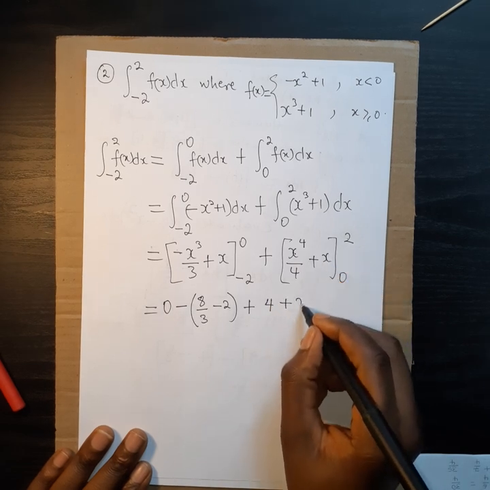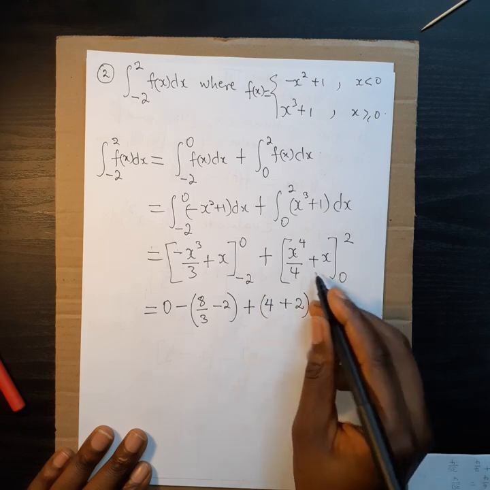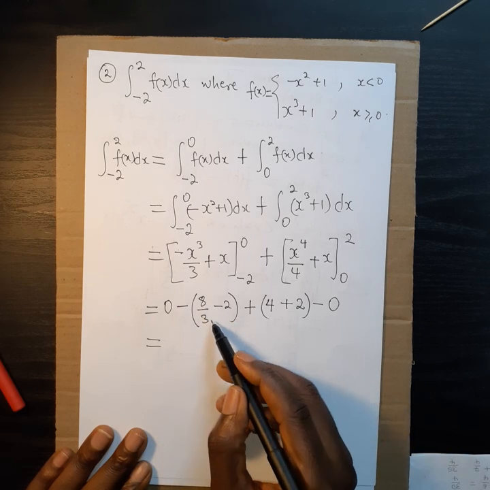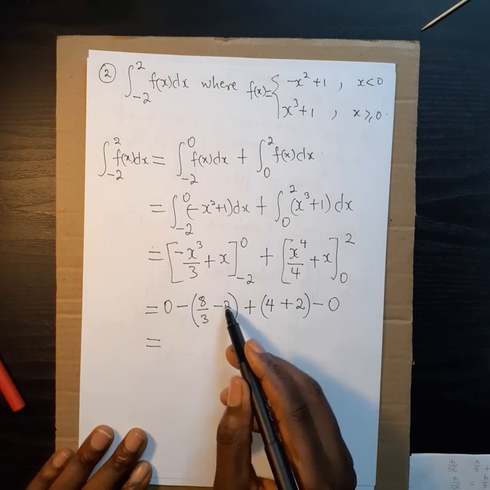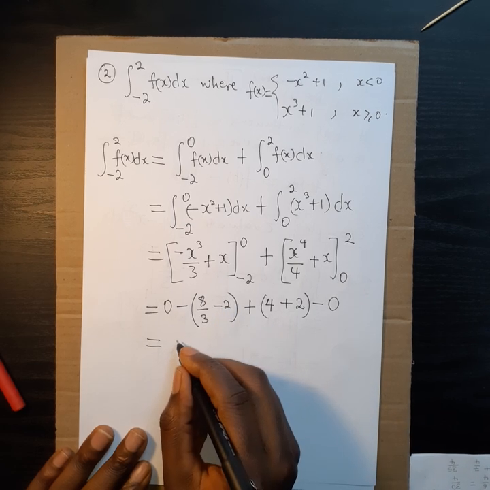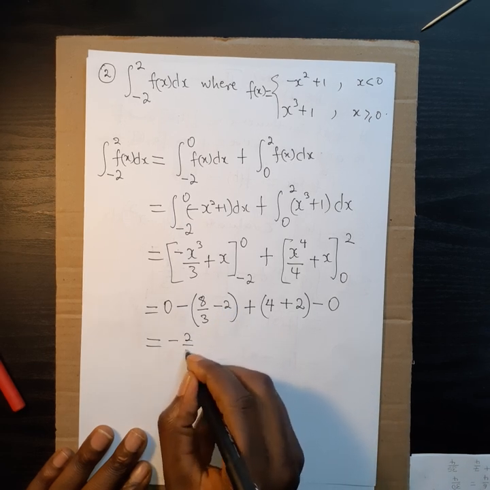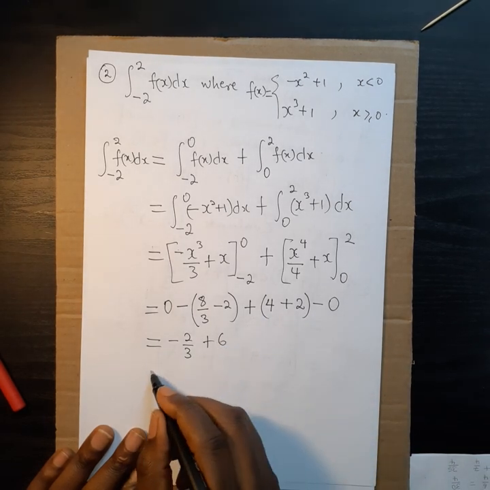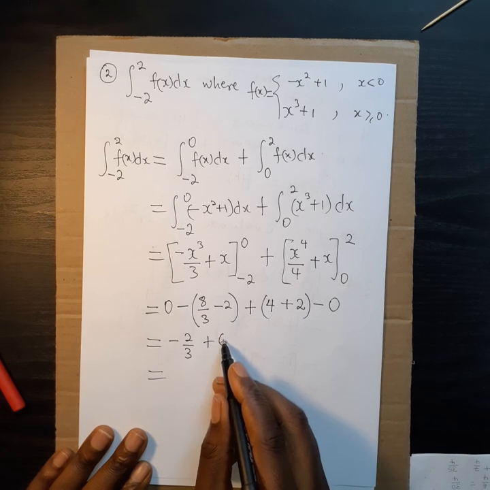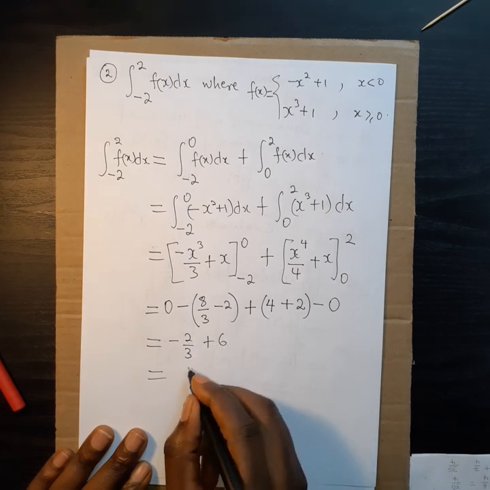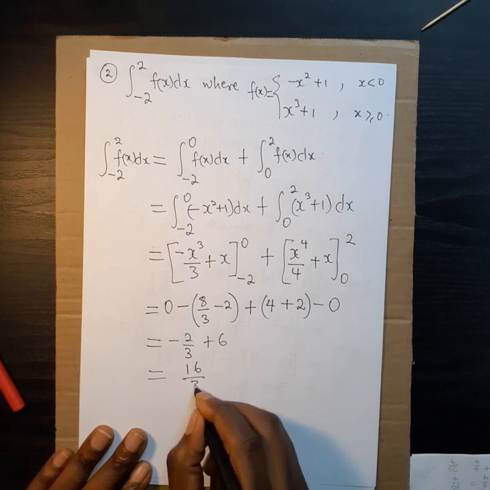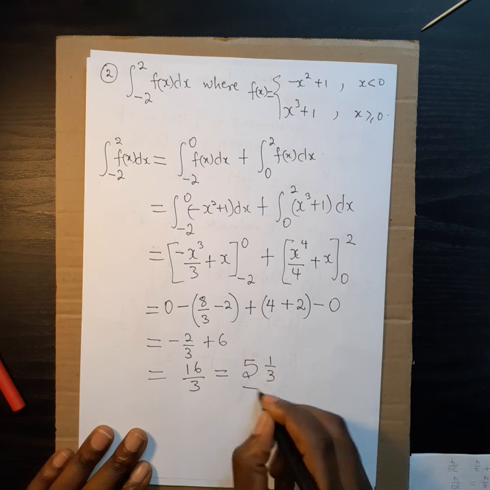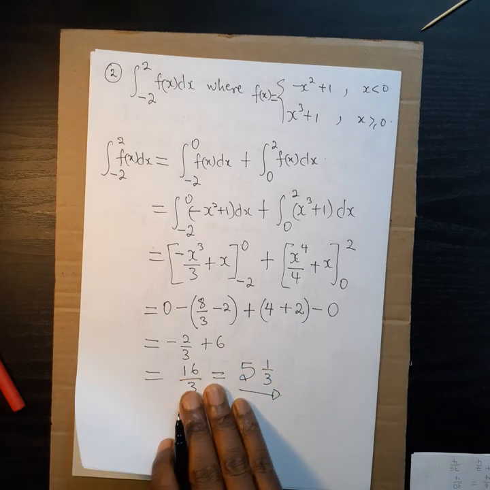Plus, we put 2 there, then it will be a 2, then we subtract 0, like that. This is going to be 8 minus 6, which is 2 over 3, so it's negative 2 over 3. This will be plus 6. Then when we add this, this is 18 minus 2, which is 16 over 3, or if we want, we can say 5 whole numbers, 1 over 3. That's how we do it.